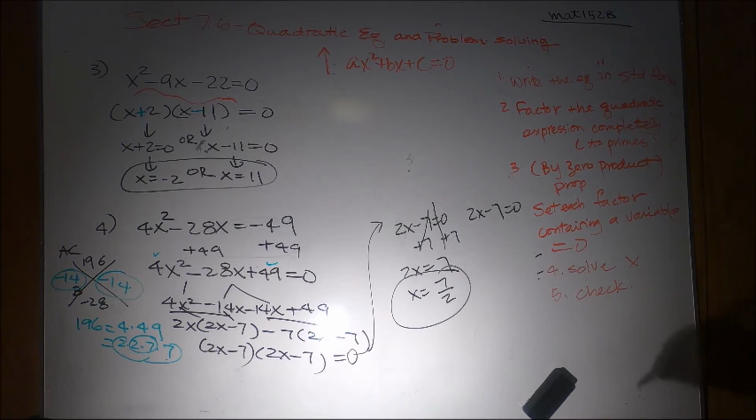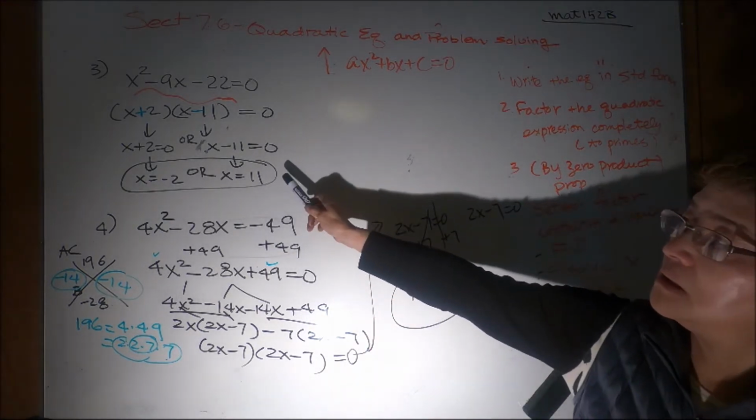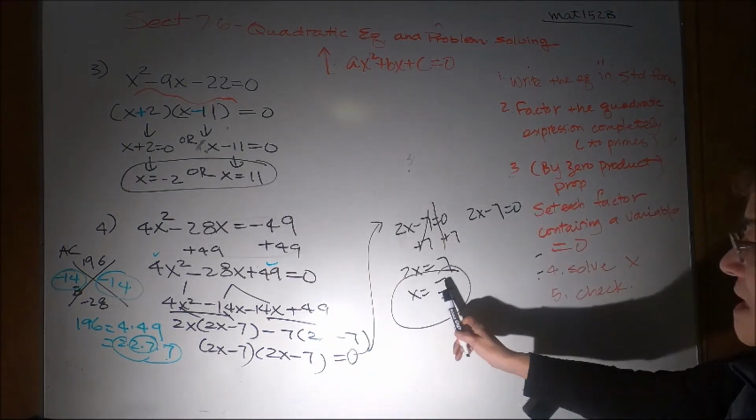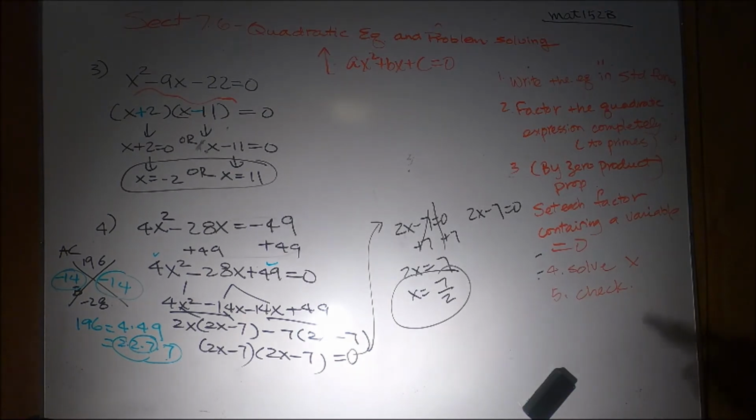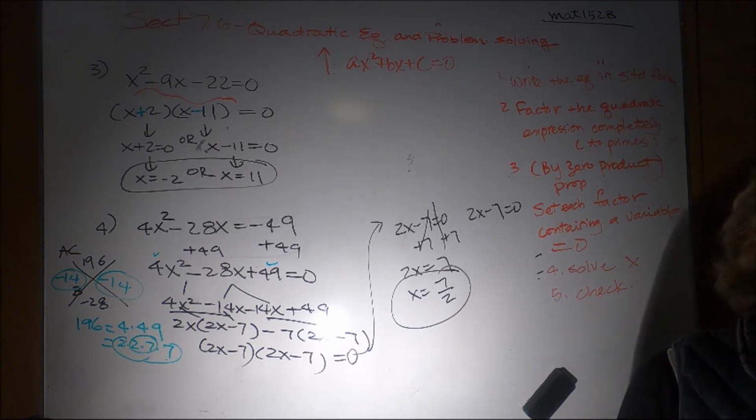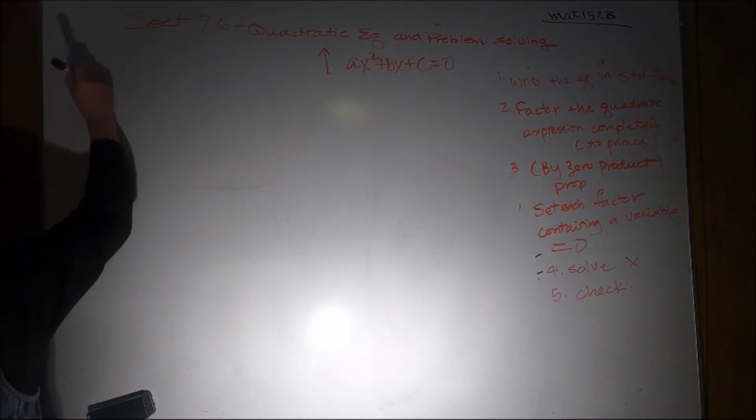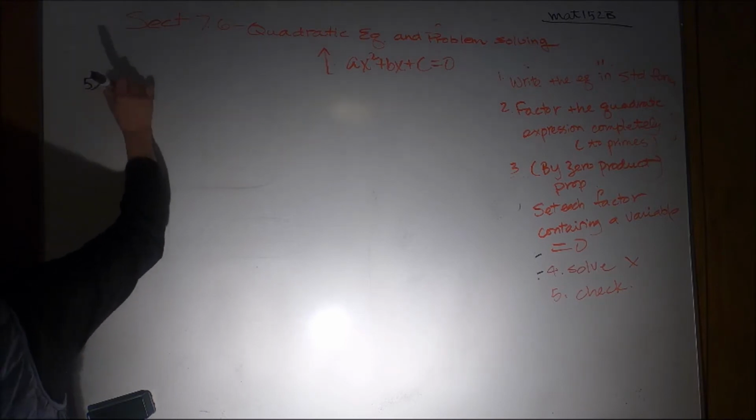So far, sometimes we have what? 2 answers. In this case, we only have one answer. If you have a second degree polynomial and solve it equals 0, you have up to 2 answers. Okay? Let's look at the next problem.